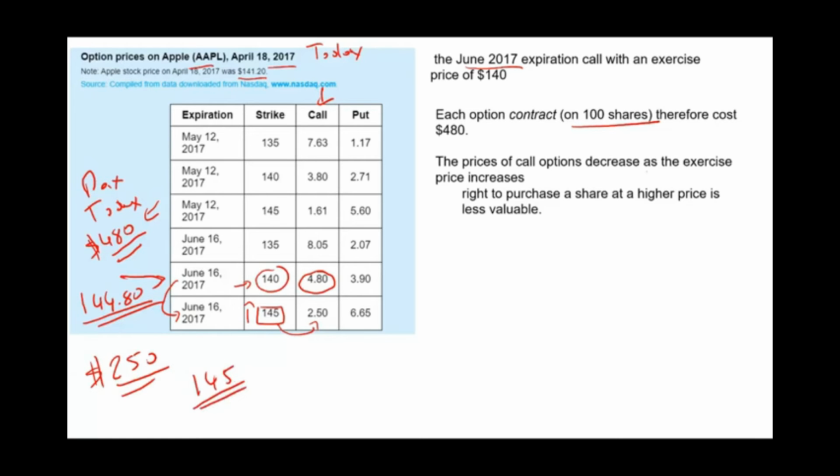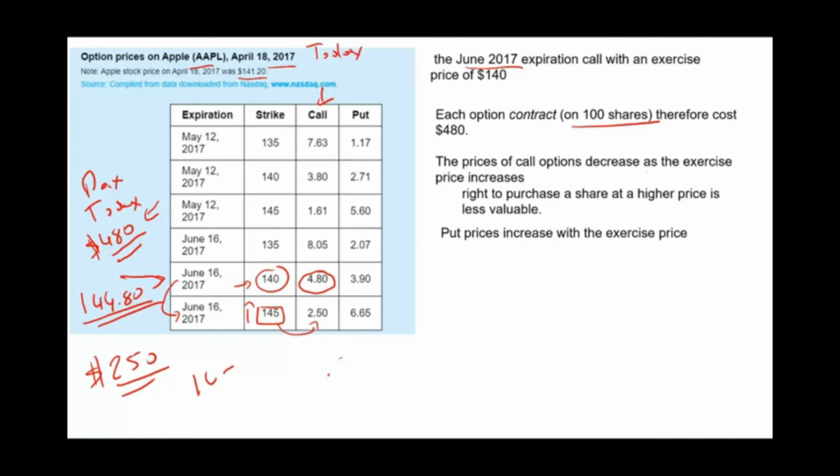Simply put, $145 means you are paying in total $147.50, I'm sorry. So your price goes up. If your price goes up, you pay less premium because you are willing to pay more per stock, so your premium will go down. Okay, hopefully you can see this.